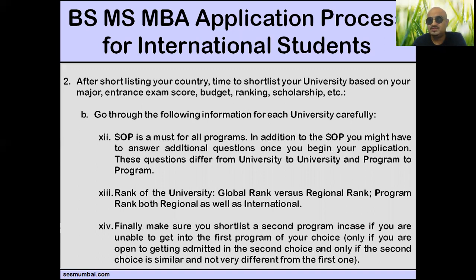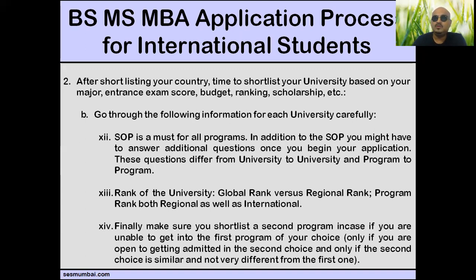Finally, make sure you shortlist a second program in case you're unable to get into the first program of your choice. For example, you're going for a BS in psychology, which is a STEM program. There are BA in psychology and BS in psychology. Suppose you're not able to get into BS in psychology, but they're offering you BA in psychology, then that'll be your second choice, BA in psychology.